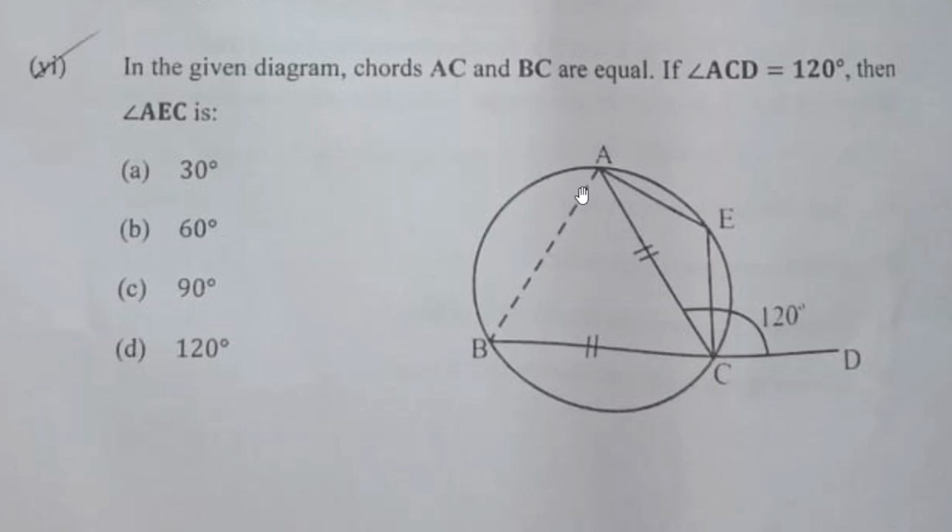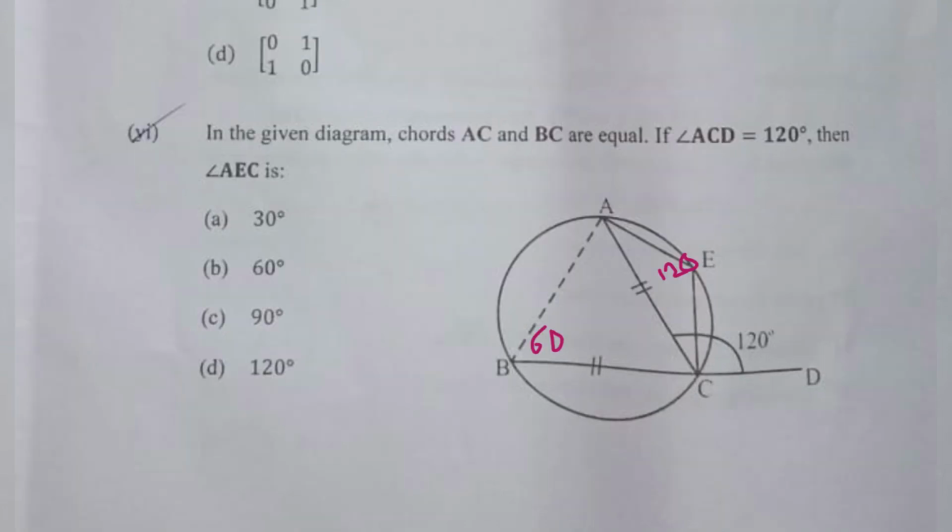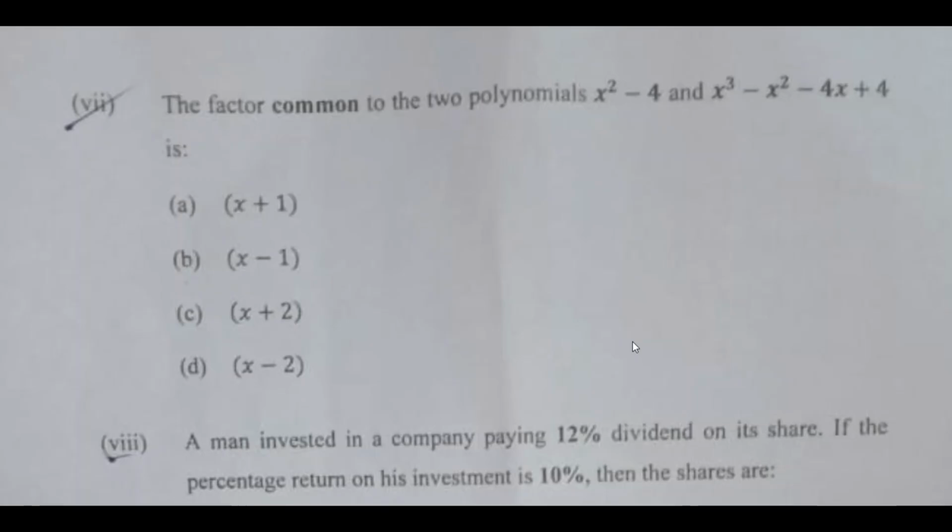Now ABCE is a quadrilateral. So angle E is 180 minus 60. The sum of opposite angles is 180. So angle E is 120. 180 minus 60, that is 120. The factor common to the two polynomials s square minus 4 and s cube minus s square minus 4s plus 4. Come to the solution part.